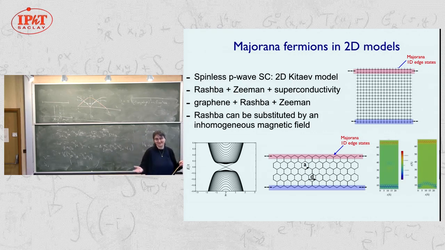You could think about cold atoms, hexagonal lattices, where you could maybe make up something. You can think about many things, but the idea is that in a hexagonal lattice, if you were to have Rashba and Zeeman and superconductivity, you could also get Majoranas. And Rashba doesn't always have to be Rashba. You can also have an inhomogeneous magnetic field which could play the same role.